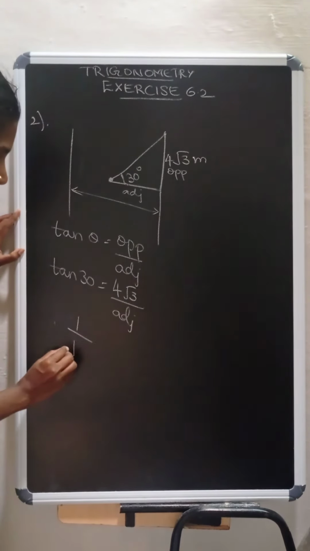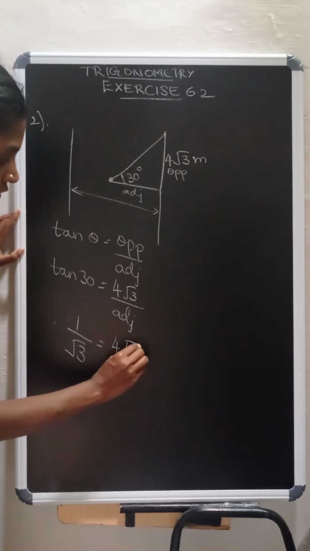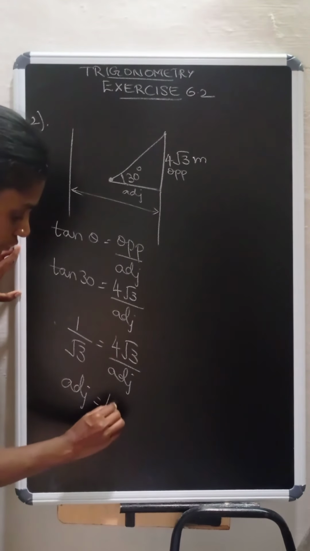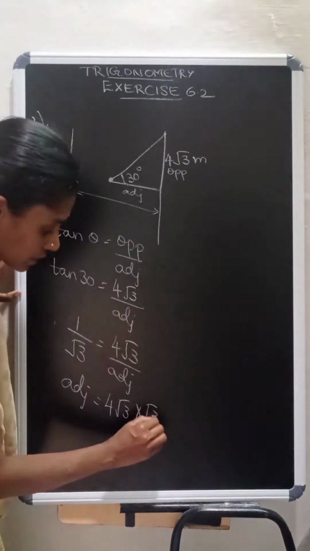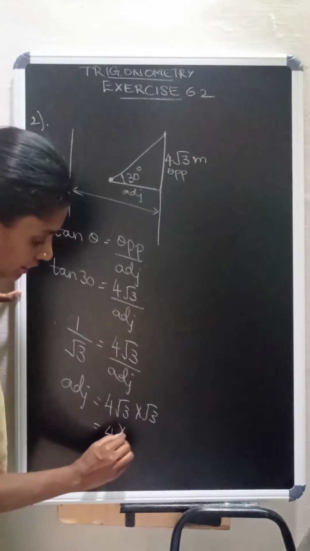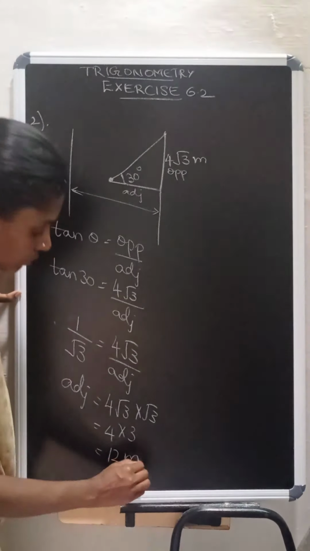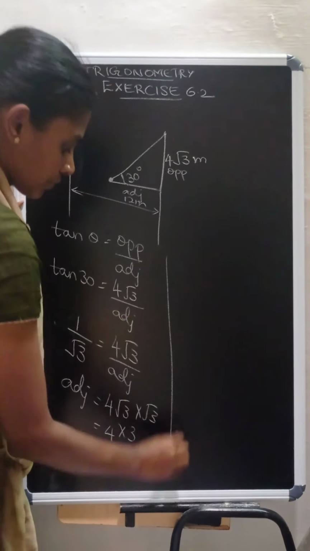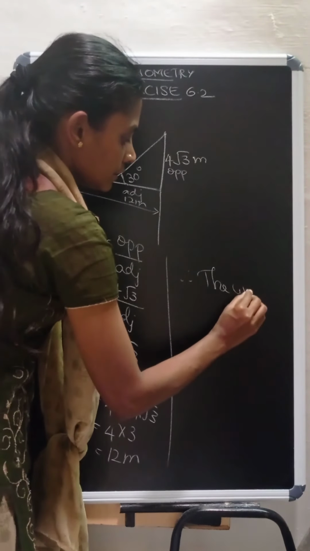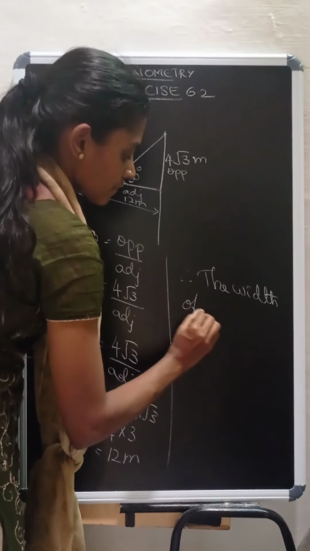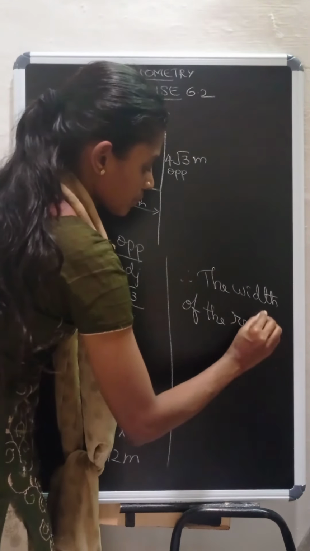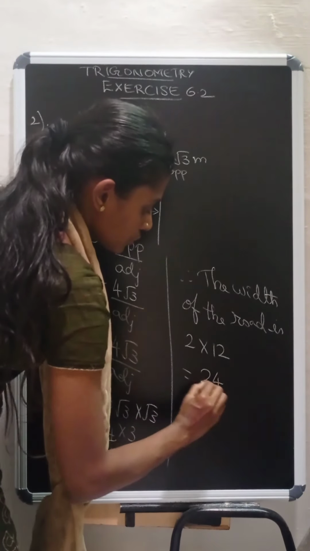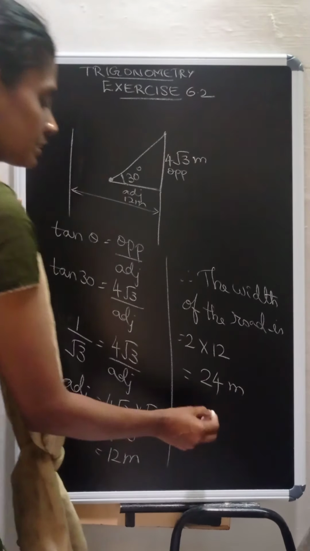Tan 30 value is 1 by root 3 divided by adjacent. Now, adjacent is equal to 4√3 into root 3. Root 3 into root 3 is 3. So 4 3s are 12 meters. So the adjacent side is 12 meters. Therefore, the width of the road is 2 into 12, which is equal to 24 meters.